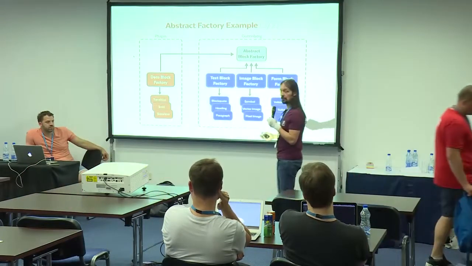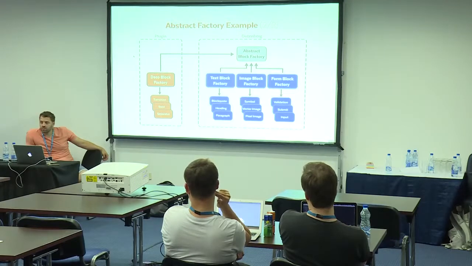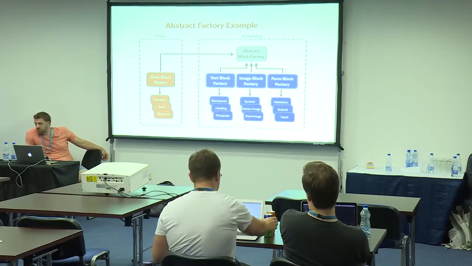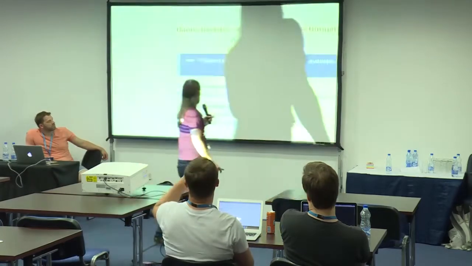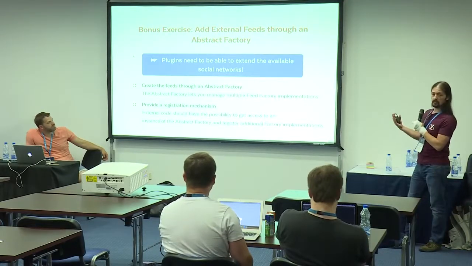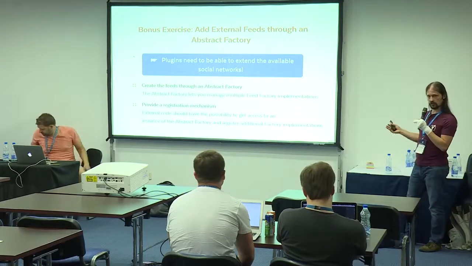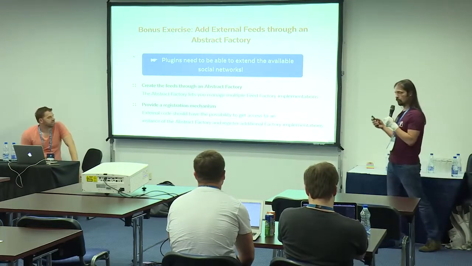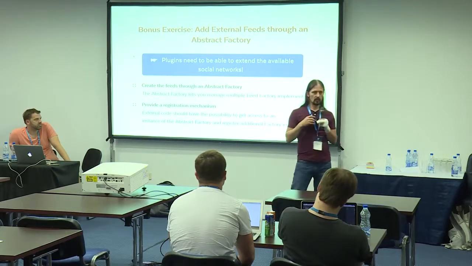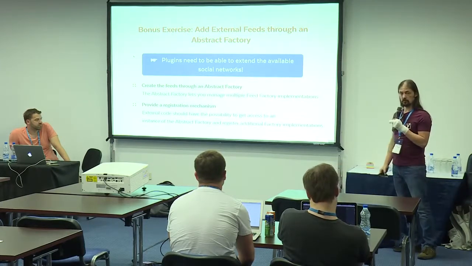So as a home exercise, please think about how you could extend the code so that another plugin could add a third feed implementation to this social mentions block. That's the slide. You need to think about providing some form of registration mechanism that the external plugin can hook into to get access to this abstract factory. That's the difficult part about this. And you can Google about how the abstract factory is built, but I think that by now what you've seen will probably make it very straightforward of what the actual implementation of an abstract factory will look like.